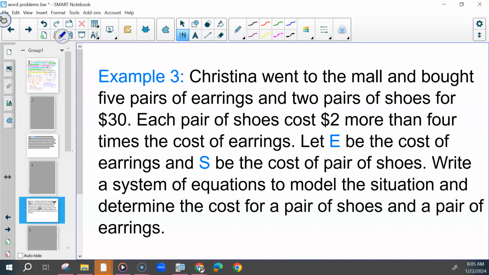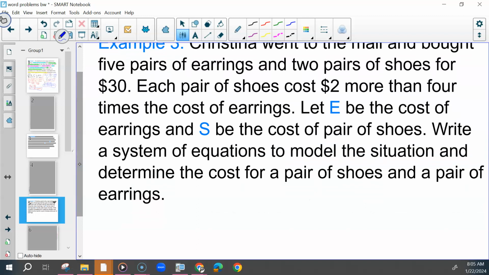For example 3, Christina went to the mall and bought 5 pairs of earrings and 2 pairs of shoes for $30. Each pair of shoes costs $2 more than 4 times the cost of earrings. Let E be the cost of earrings and S be the cost of the pair of shoes. Write a system of equations to model the situation and determine the cost for a pair of shoes and a pair of earrings. What's important there?